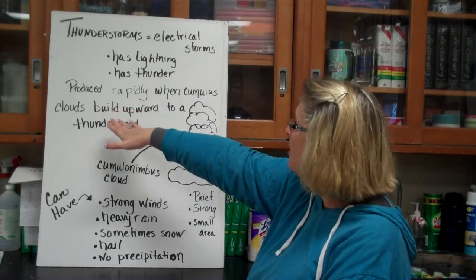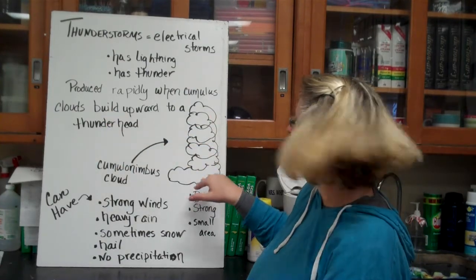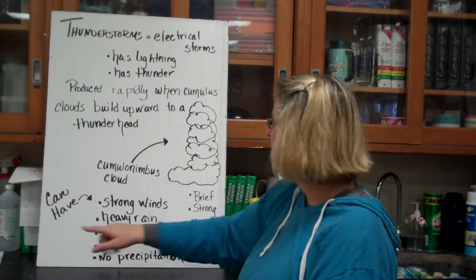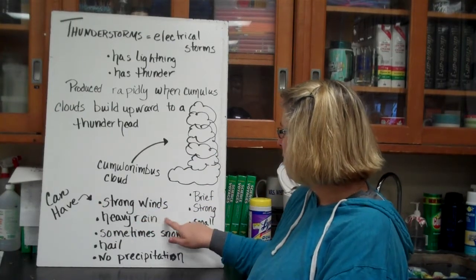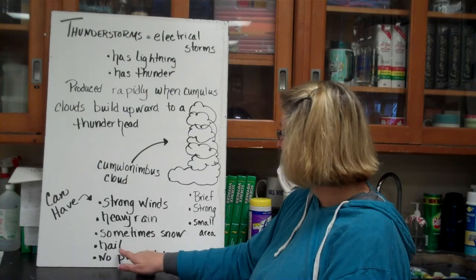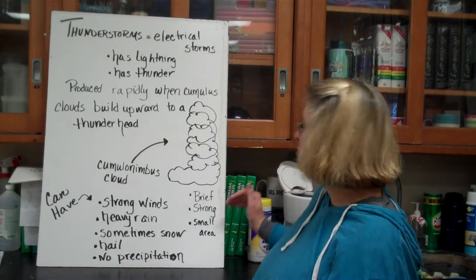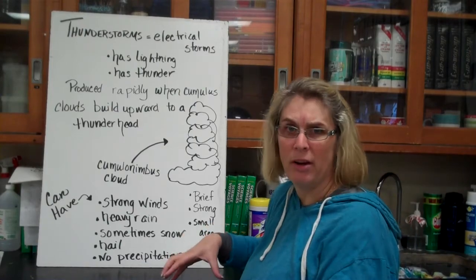They are produced rapidly when cumulus clouds build upward to a thunderhead, and here's my beautiful drawing of one. This is a cumulonimbus cloud. They can have strong winds, heavy rain. Sometimes you can even have snow, but that is unusual. They can have hail or no precipitation at all. They're brief, they're strong, and they cover a small area.